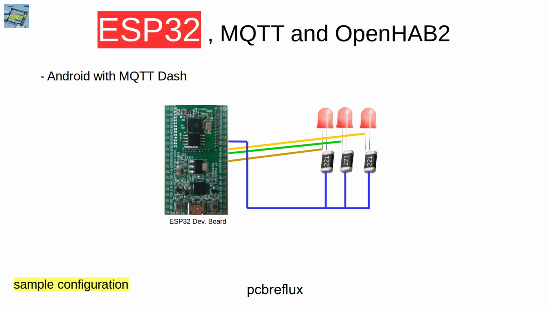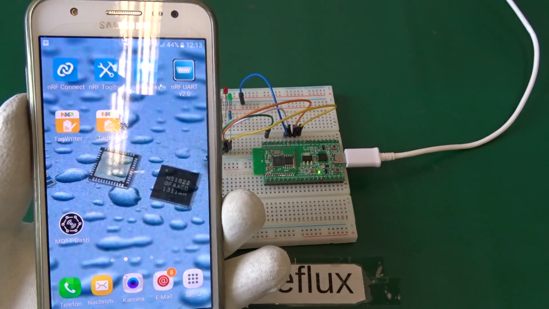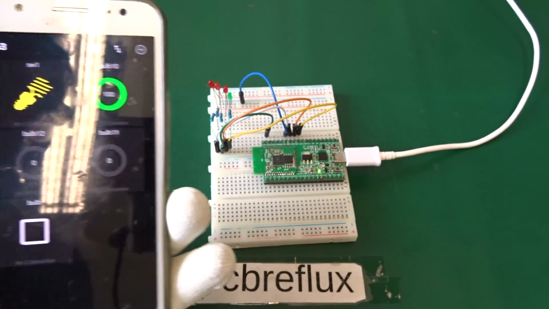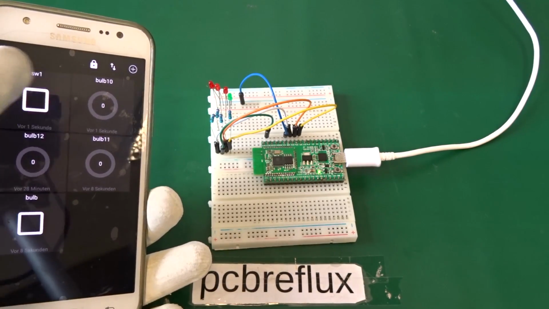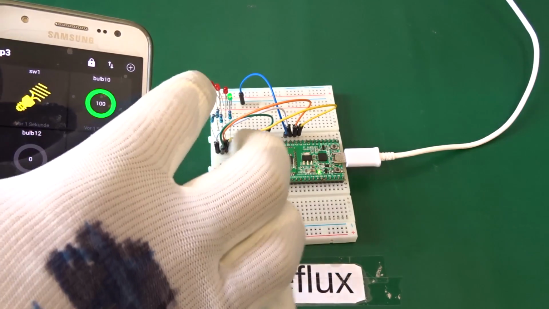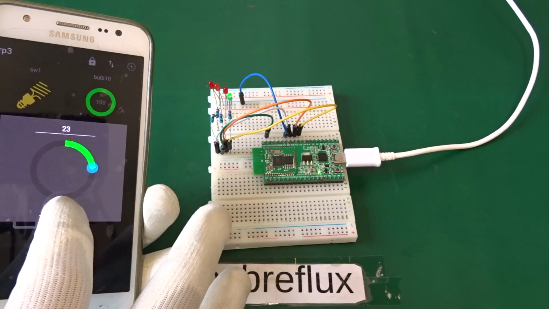And now the demonstration with MQTT Dash on my Android phone and the ESP32 connected to some LEDs with 220 ohm resistors to the GPIO ports of the ESP32. And here's the ESP32 setup on the bench with 4 LEDs, and I use my mobile phone with the MQTT Dash application. And as you see in the background, if I press this configured button, then the green LED goes on and off. And certainly we also can dim the LED with the slider.